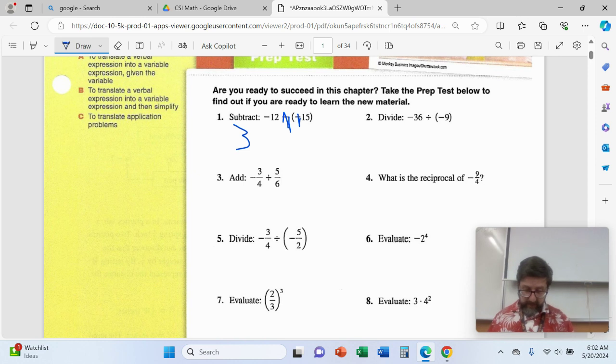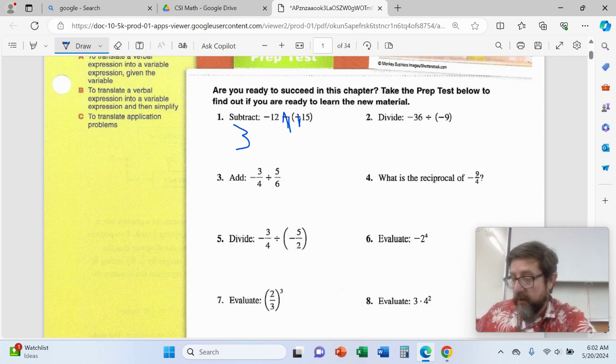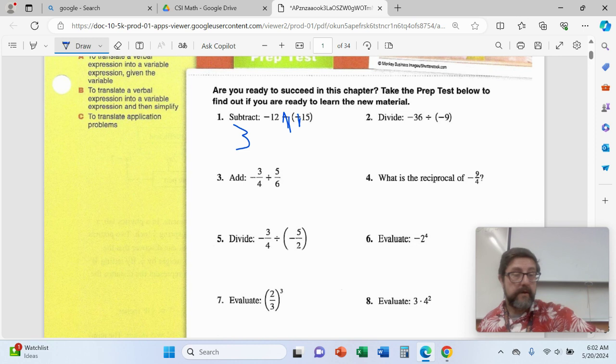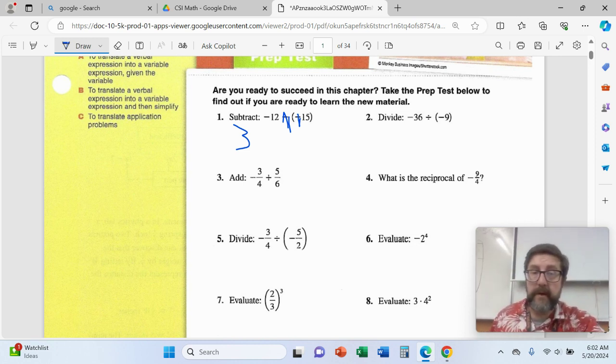Okay. So we go clear. Just to make sure, negative 12 minus negative 15 equals positive 3, like we had. So that's a negative minus a negative. You guys can do all the rest of these. Check yourselves with a calculator.